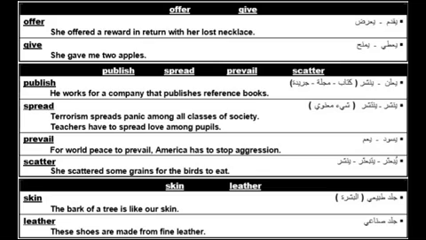Okay. What's the difference between publish, spread, prevail, scatter? Let's start with publish. Publish in Arabic معناها يعلن أو ينشر كتاب، ينشر مجلة، ينشر جريدة. Type in a sentence: he works for a company that publishes reference books.